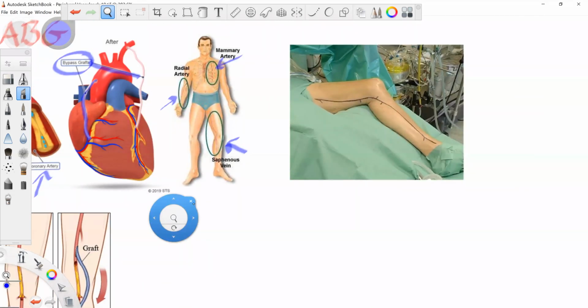And let's see, we have a picture here of someone who is prepped and ready, and they have been mapped. This person who mapped this, what they probably did is they went through and tap.